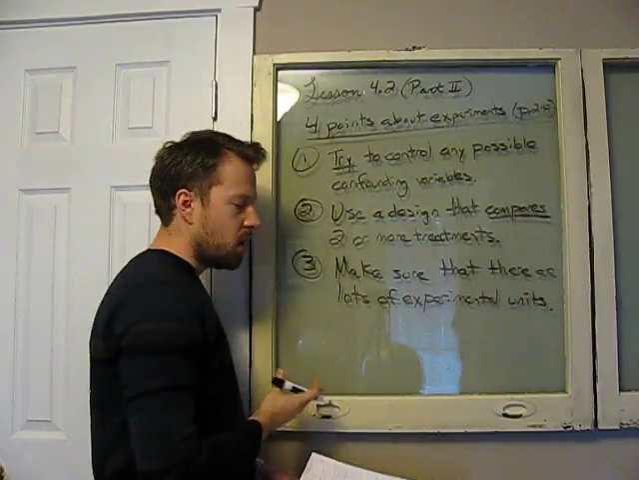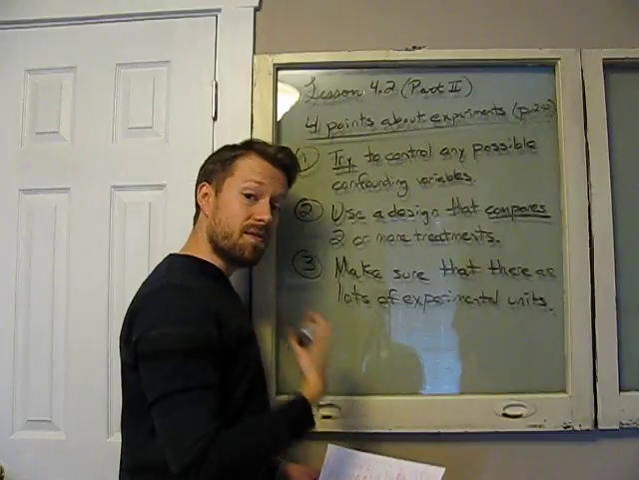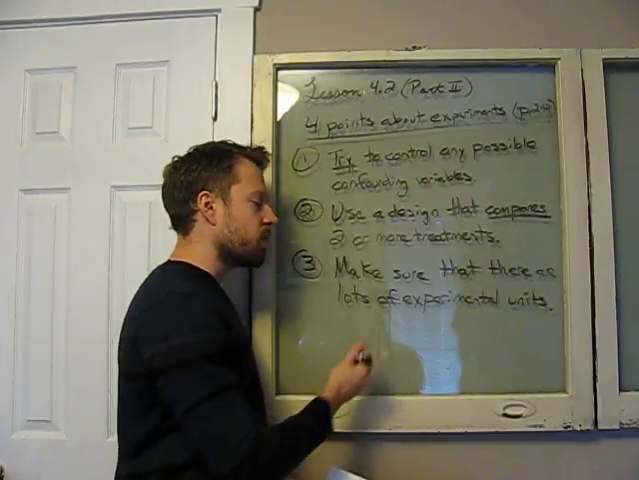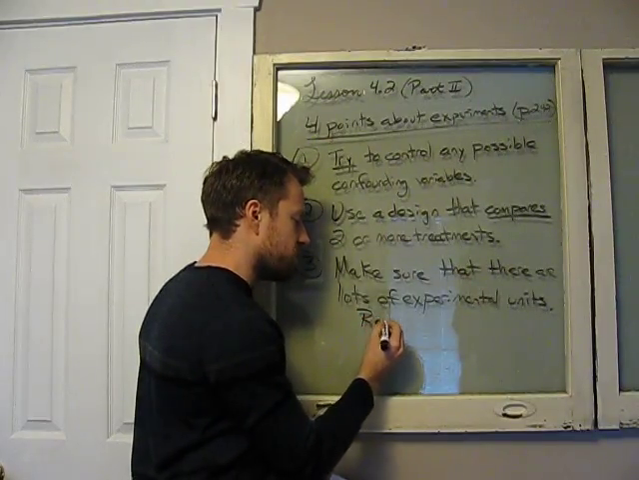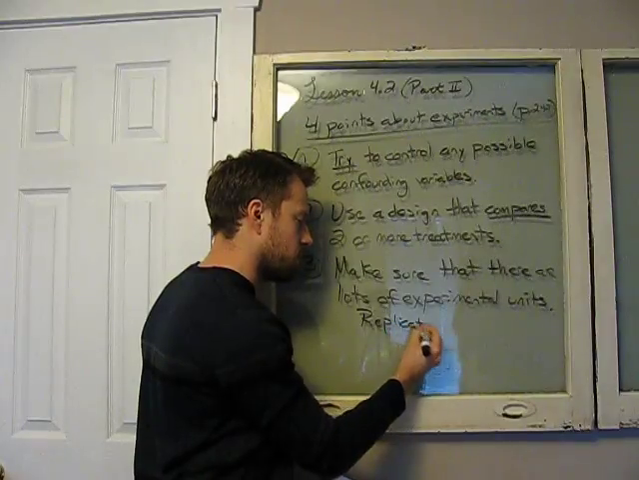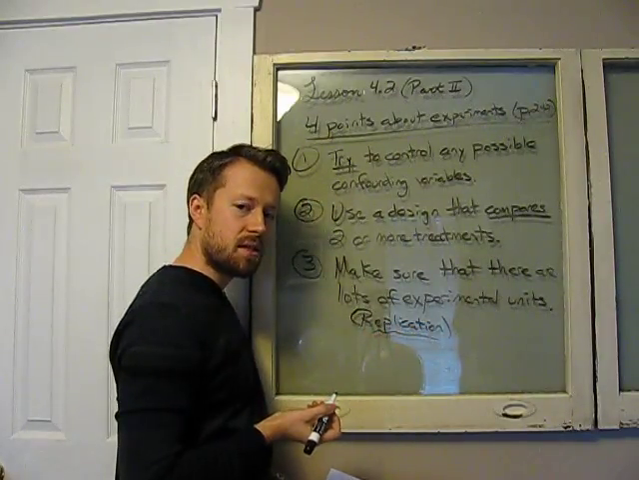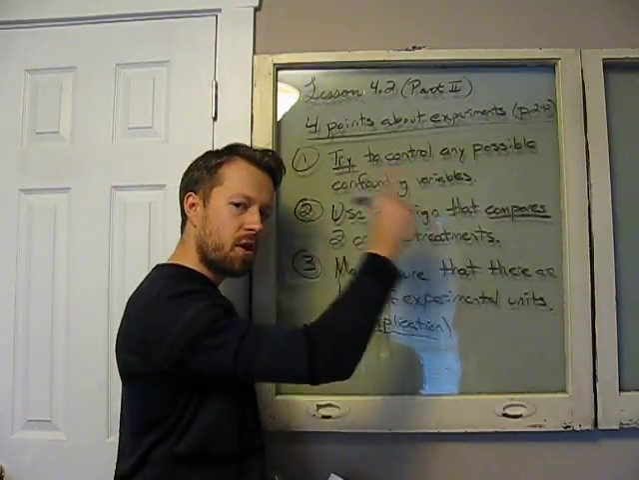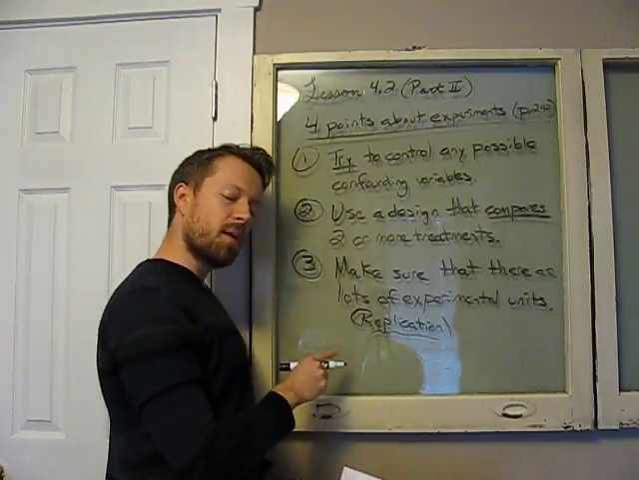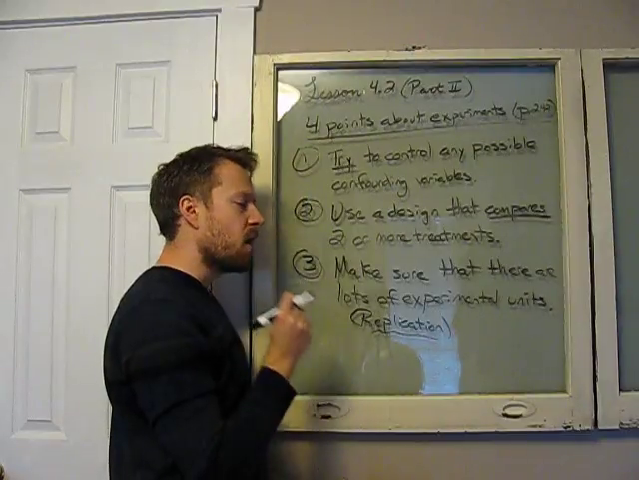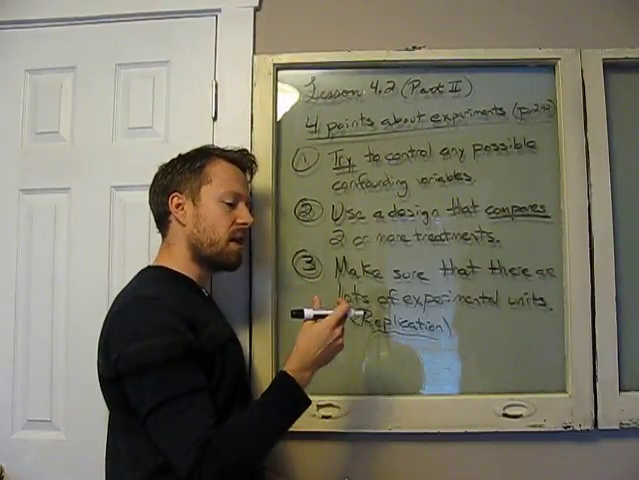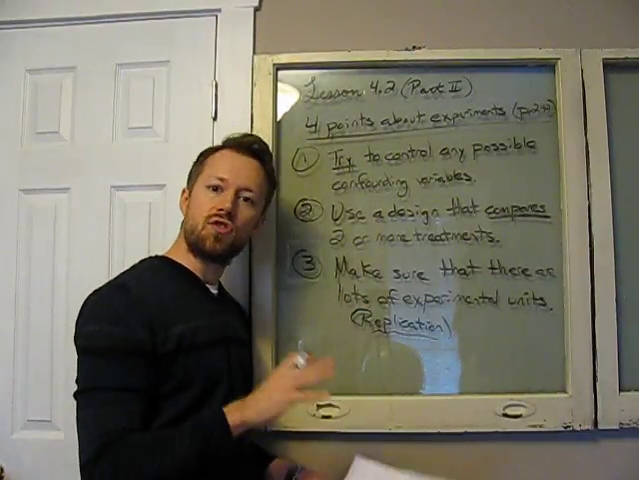All right. In other words, you want to make sure that your sample is very big. We call this replication. And that word replication has a few different meanings in statistics. In the context of an experiment or experimental design, when we talk about replication, we're saying, okay, I want to make sure that what I'm getting isn't just by chance.